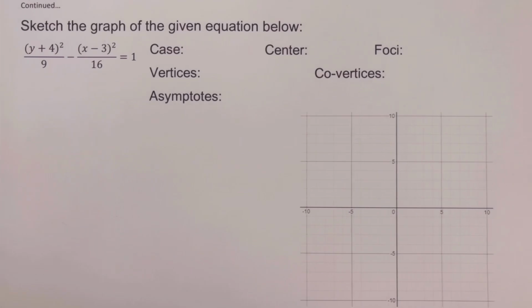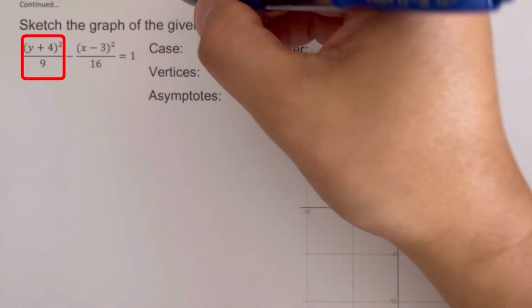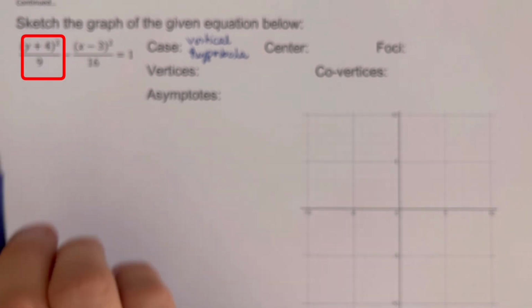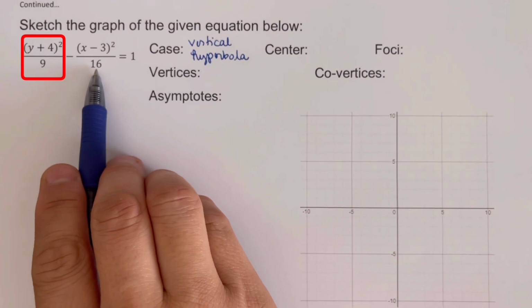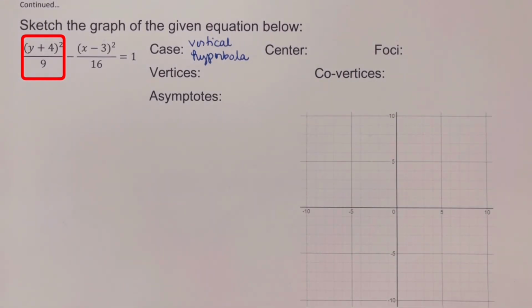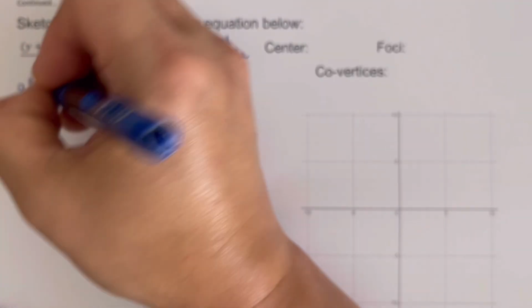Now let's go over this second example here. Please notice that the positive quantity is the y. This tells us that this is an example of a vertical hyperbola. And then I'm going to go ahead and write it down here. Now we remember that the value of a squared should be the value that's in the denominator of whichever has a positive quantity. So this will be our a squared and this will be our b squared. And I'm going to go ahead and determine the value for a and b.